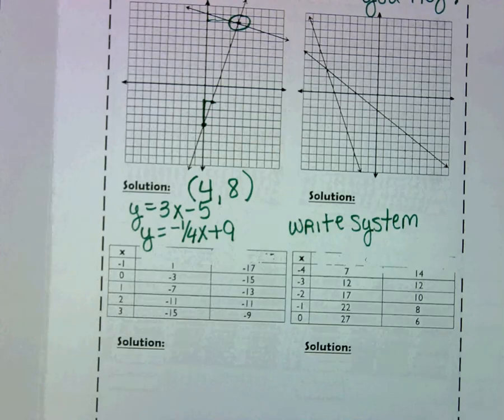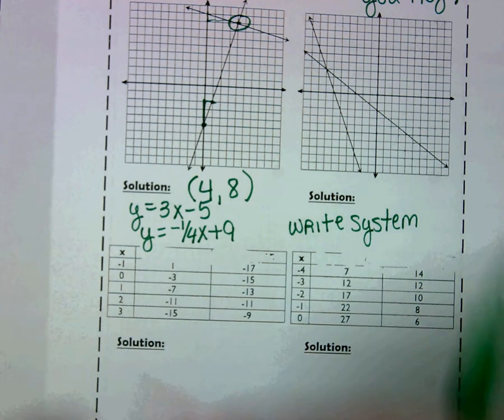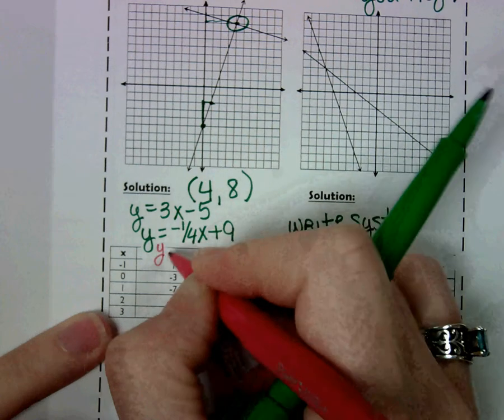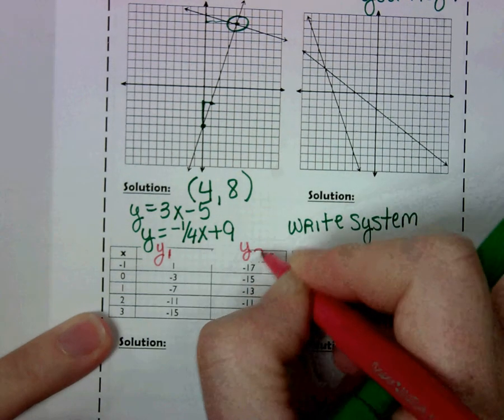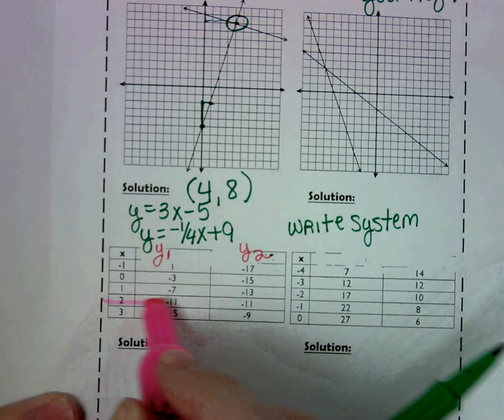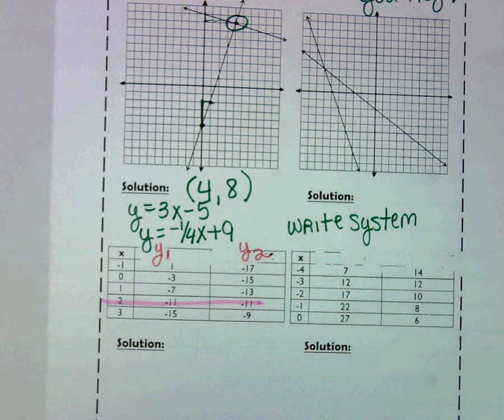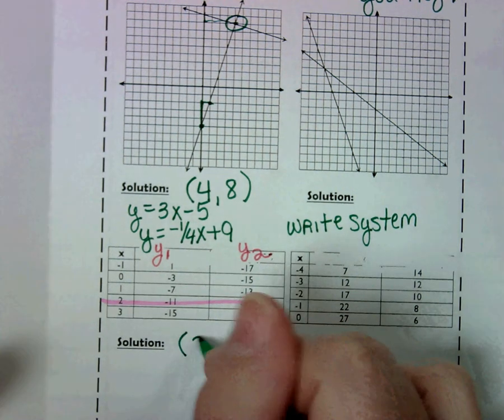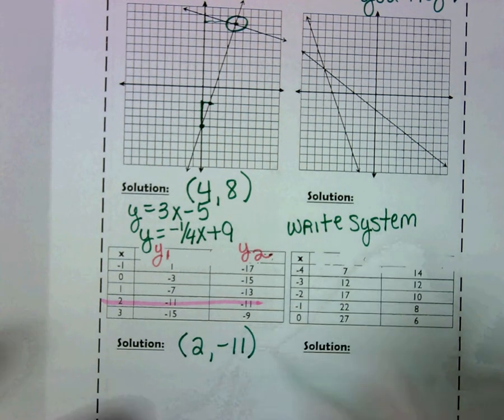Okay, let's look at the next example. Now, this is a table. One thing that you might see from a table is you might have to identify the solution. So hopefully you can see here where the solution is. I'm going to give you a minute to look at that. Looking at that table, where would the solution be? I hope you realize that it's right here where the two y values are the same. Our solution is (2, -11).